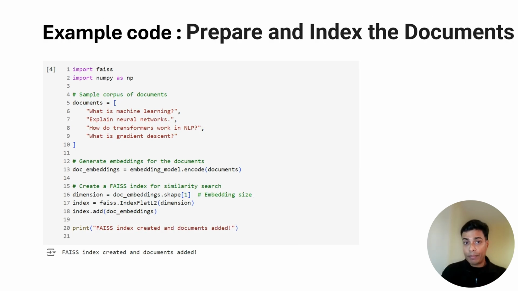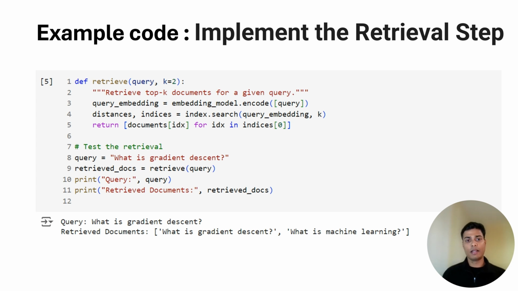Now, let's prepare the documents and create an index for efficient retrieval. This step ensures our retriever can quickly find the relevant information. Let's implement the retrieval step to fetch relevant documents based on a query. This is where the magic happens.